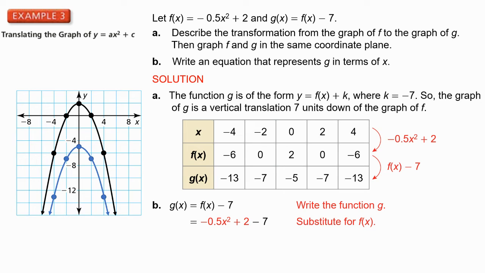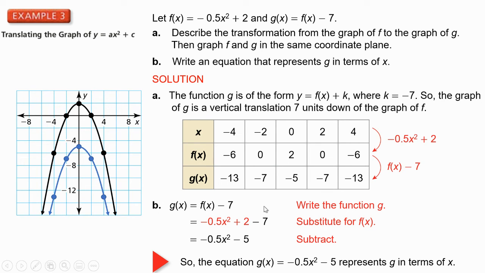The last step is to take f of x, which is shown in red, and then subtract 7 from it. So what we're going to do mathematically is just combine like terms for 2 and -7, which gives us a -5. Now we have our new equation.